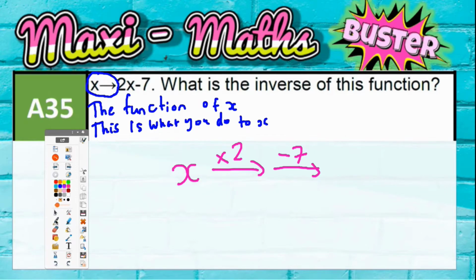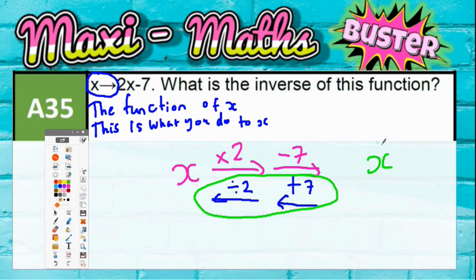So what we do now is we basically reverse this. The opposite of take away 7 is add 7, and the opposite of times 2 is divide by 2. And we're trying to come up with the opposite function of this, the inverse function. So if we started with x and then we times it by 2 and take away 7, if we want to do the opposite things in the reverse order, we would start with x and then work backwards. So we would add 7 and then we would divide the whole thing by 2.